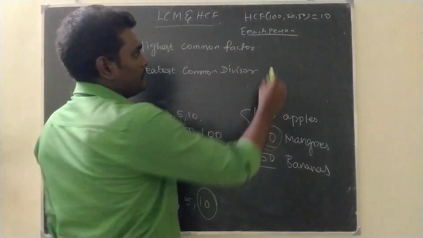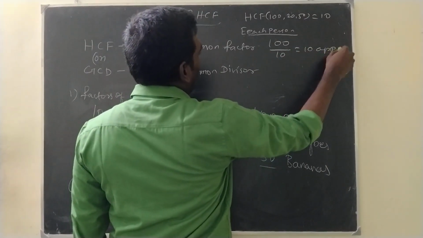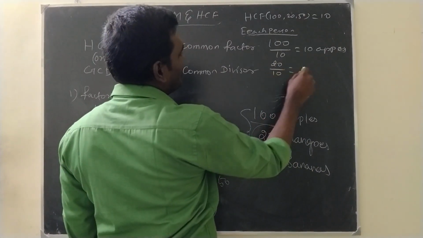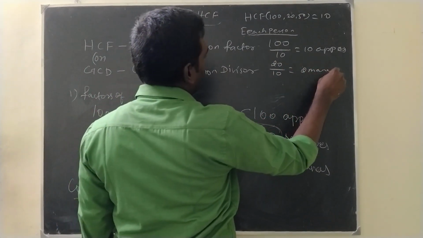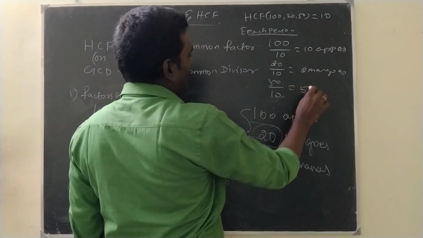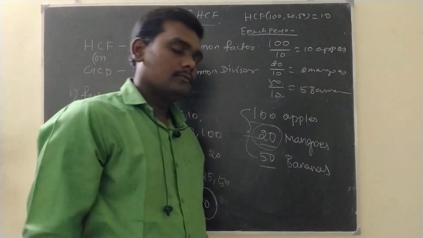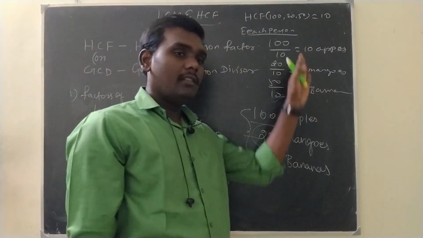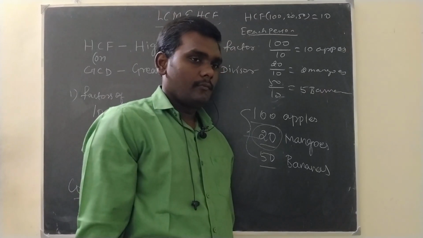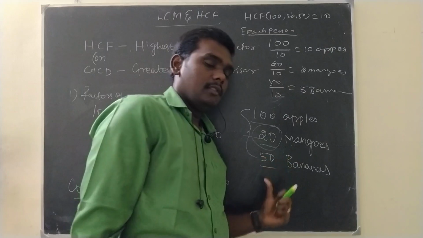For each person, 100 divided by 10 means 10 apples you can give, 20 divided by 10, 2 mangoes you will give, and 50 divided by 10, 5 bananas you can give. Okay. So all the persons will have an equal number of fruits of each kind. Clear? This is one way of finding the HCF.